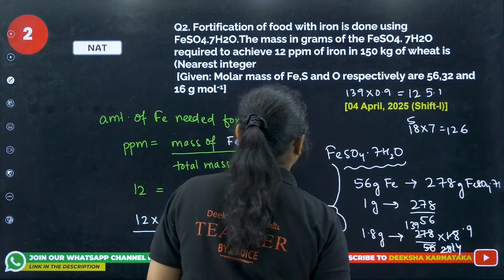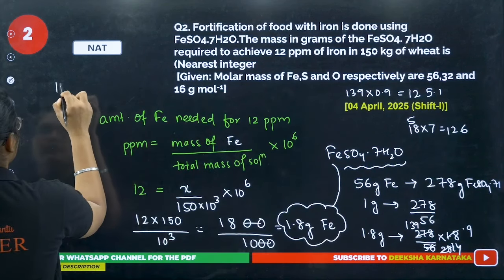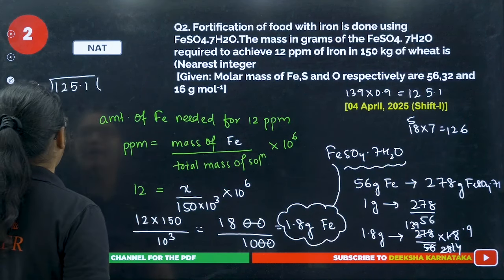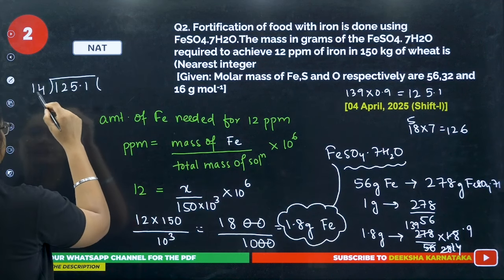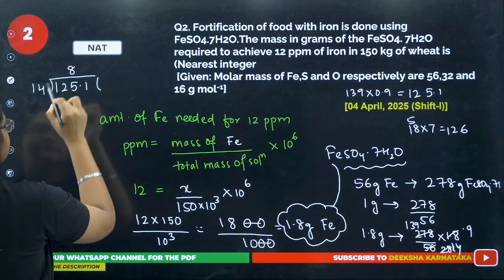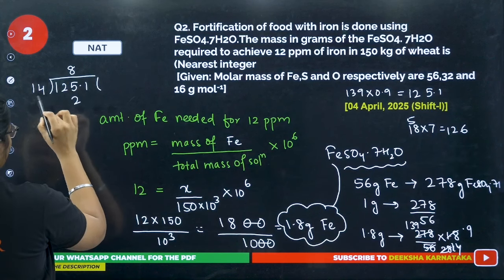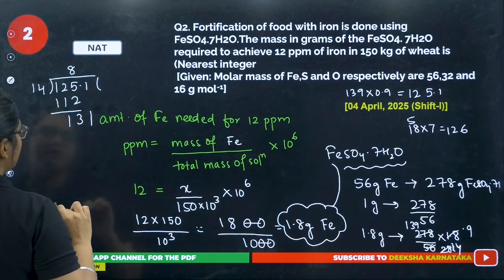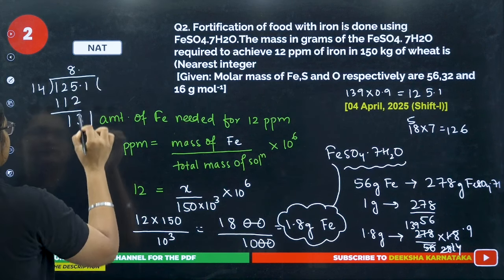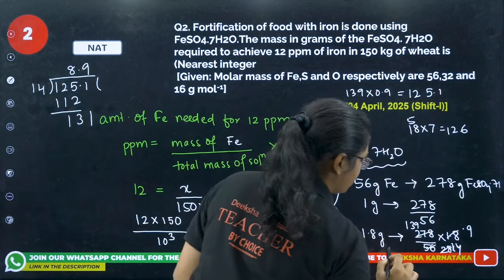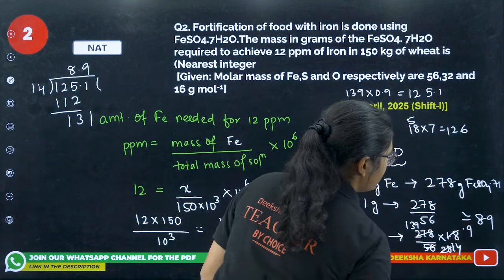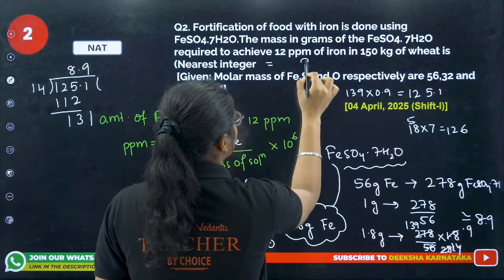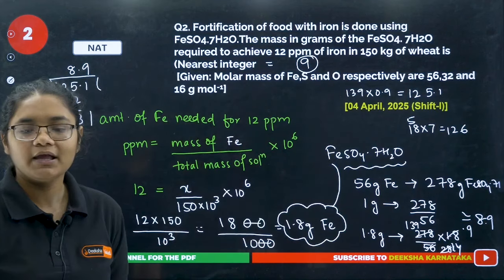125.1 divided by 14. Okay, so let's divide this one. 14, 8 4s are 32, 8 1s are 8 plus 3, 11. So 5 minus 2, 3, I have 2 minus 1, 1. Then again I have 131. Then I have 9 4s are 36, I can go. So almost it is equal to 8.9, right? And if it is 8.9, then the nearest integer will be 9, right? So the answer for this will be 9.